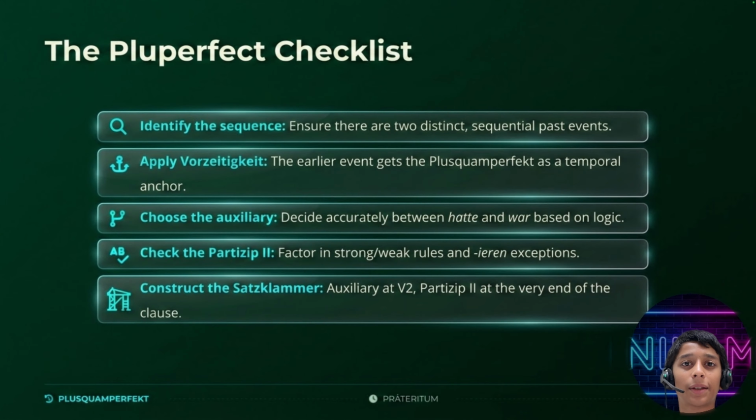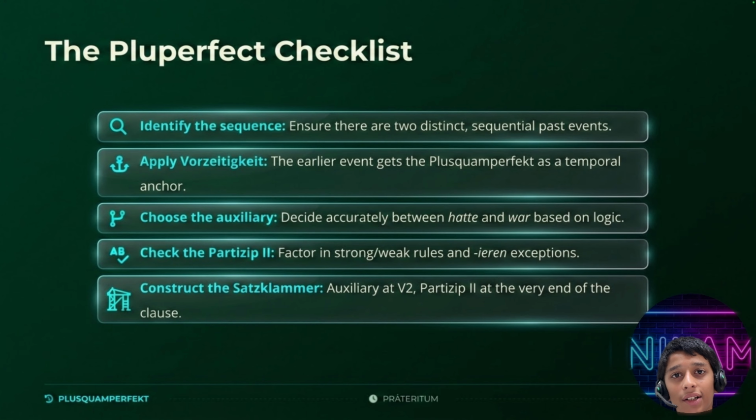Let's wrap up with a simple 5 step checklist you can run through any time you are unsure whether the Plusquamperfekt belongs in a sentence. Number 1: identify the sequence. Are there genuinely two distinct sequential past events? Number 2: apply the anchor. The earlier event gets the Plusquamperfekt as your temporal anchor.